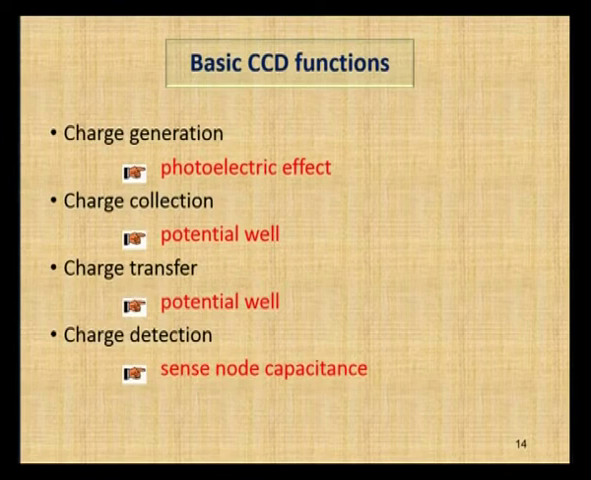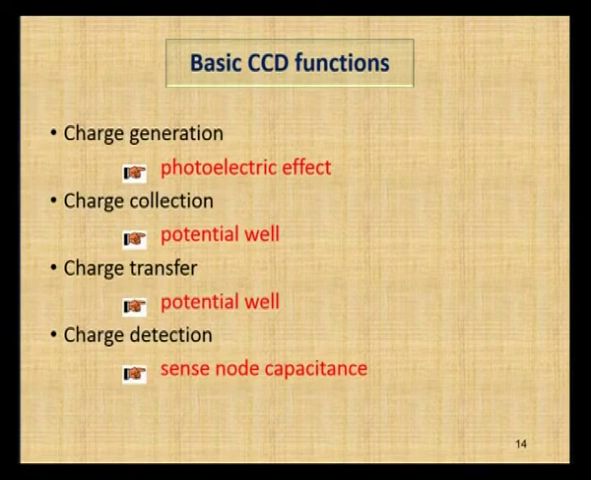The basic function of a CCD has different steps. What are the steps? The very first step is charge generation, and that is by the photoelectric effect we generate the charge. The next one is charge collection. Due to the charge collection, the potential well will be formed. The third one is charge transfer: how this collected charge is transferred. The last one is charge detection.